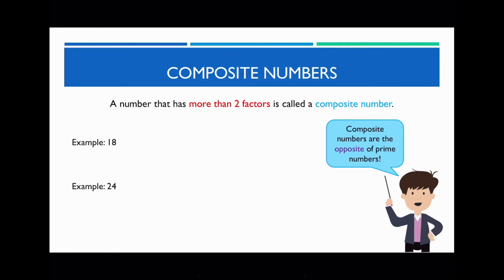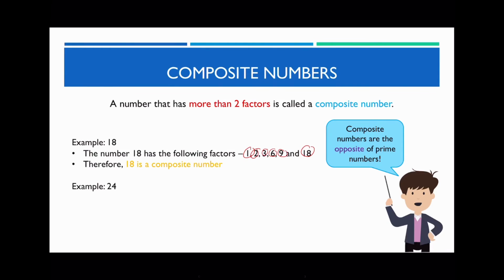So let's look at these 2 examples over here to see whether they're considered to be composite numbers or not. Look at number 18 over here. What numbers can be divided into 18 as a whole number? In this case, you would agree with me that 1 and 18 can go into 18, but also 2, 3, 6, and 9. And since it has more than 2 factors, 18 is therefore considered a composite number.